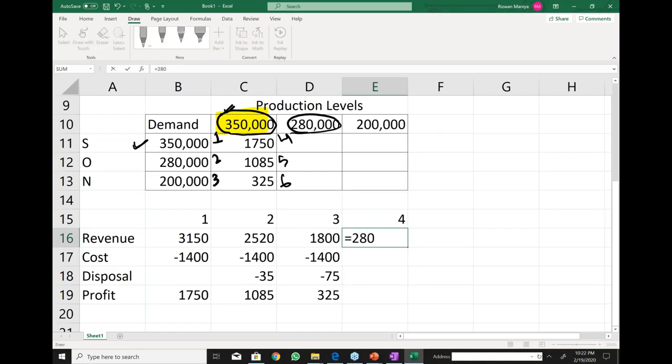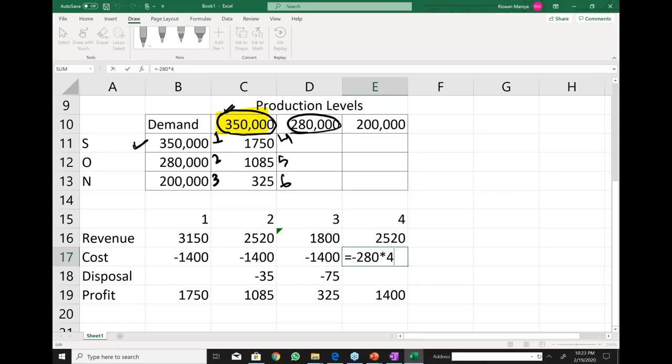280. Why? Because the demand is more than the production. You can't sell more than 280. So now the revenue depends on the production quantity. You made 280, you can sell 280 only. So your cost will be on the basis of 280, right? Any disposal? Nothing, because whatever you produce, you sold out. You made 280, you sold out 280. Are you clear?